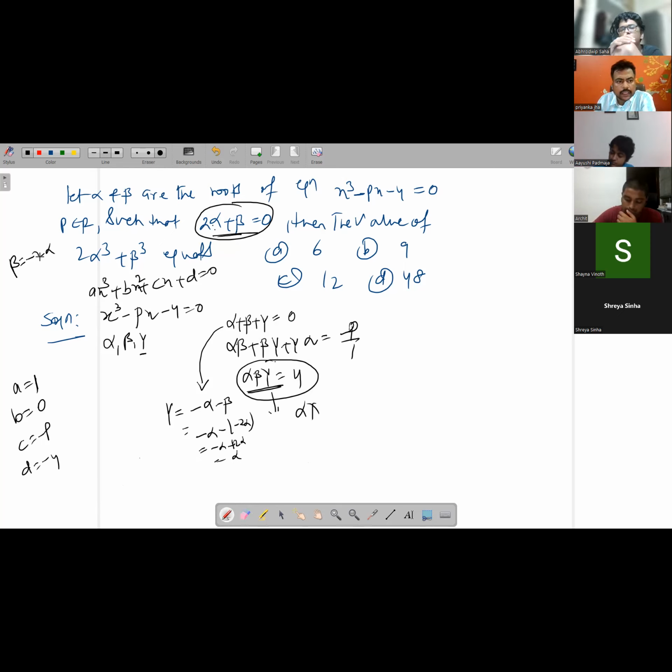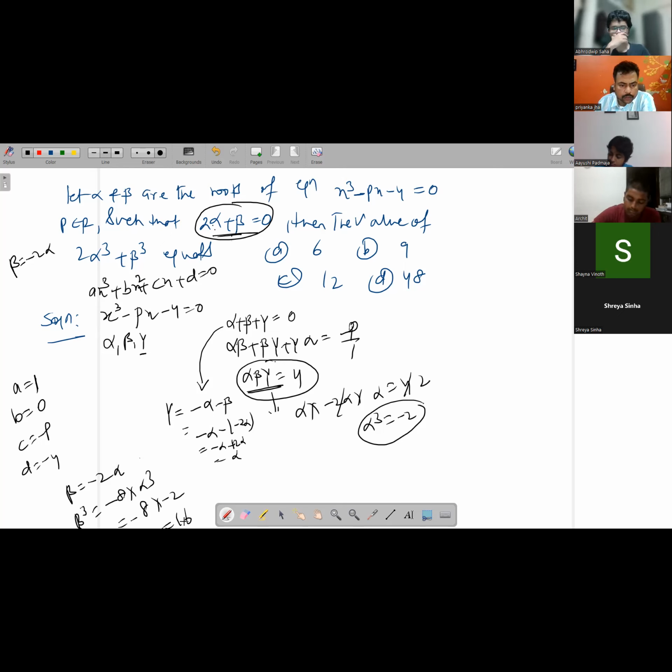So alpha into beta is minus 2 alpha and gamma is plus alpha, that is equal to 4. So alpha cube is minus 2. Now from here, we know that beta is minus 2 alpha. Let's take the cube on both sides. So beta cube is minus 8 into alpha cube. And alpha cube is minus 2. So this is plus 16. Put over here: 2 into minus 2 alpha cube, and beta cube is 16, we got. So we have 12. Understood?